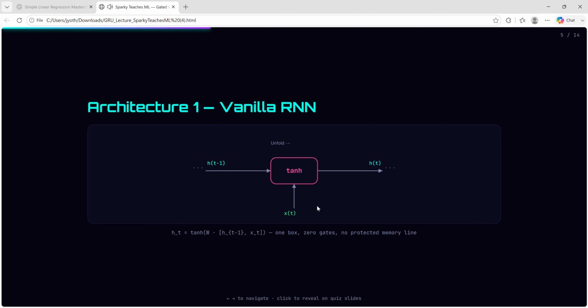Let's now compare all 3 architectures side by side, starting with the simplest, vanilla RNN. At every time step, the previous hidden state and the current input are combined and squashed through a single tanh to produce the new hidden state. That's it, one operation, no gates at all. It's simple and fast, but it has no mechanism to protect long-term memory, which is exactly why it suffers from vanishing gradients on long sequences.